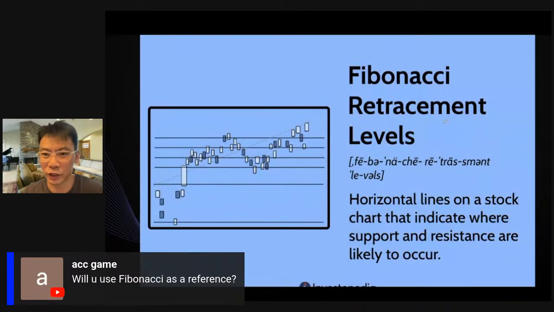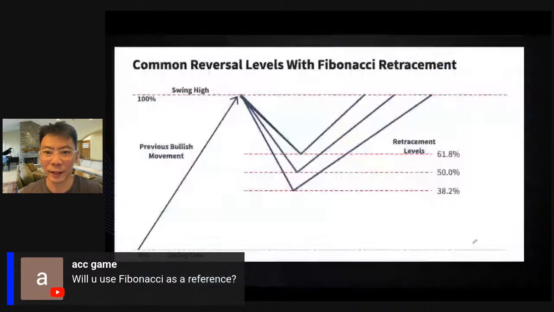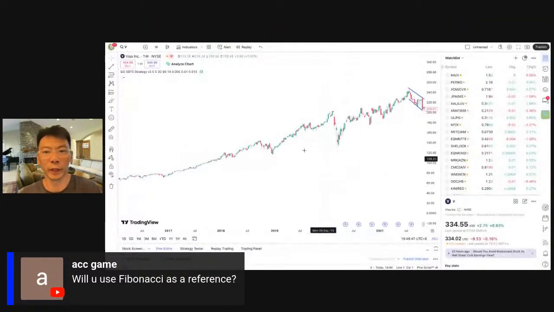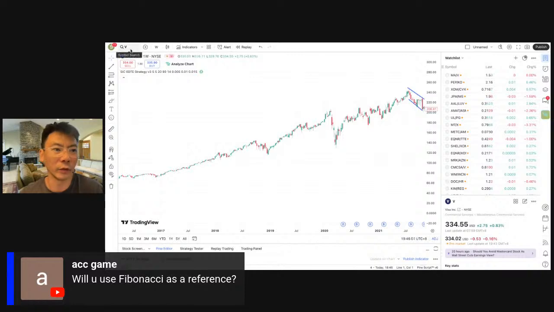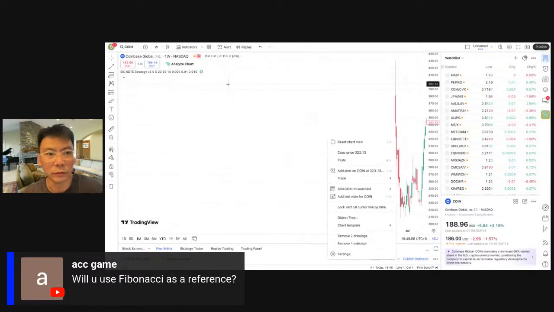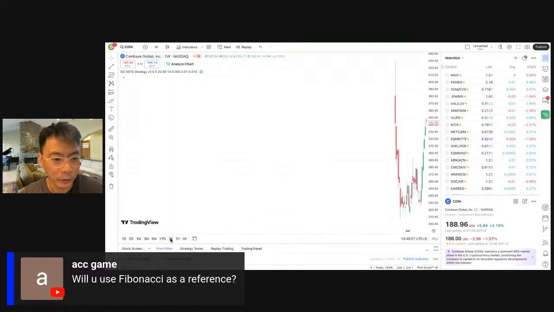It's called Fibonacci retracement or Fibonacci levels. It tries to predict where the support and resistance are likely to occur. These are the common reversal levels. And let me show you how amazing it is. For me, I think it's very amazing. For the Fibonacci example, we can use Visa, we can use Coinbase, depending on which one we want. Let me show you this.